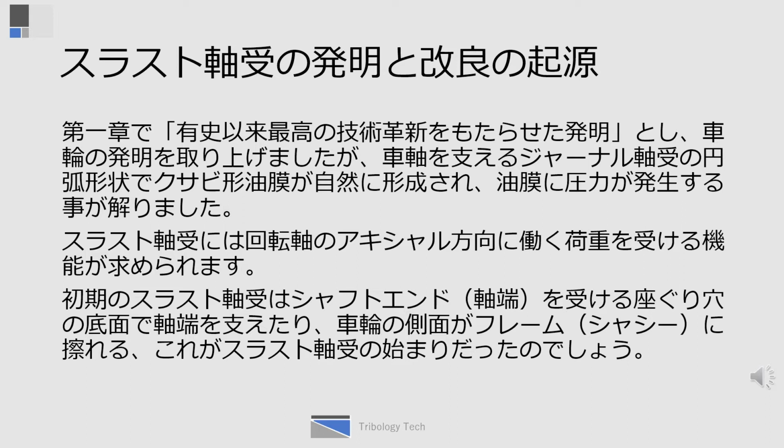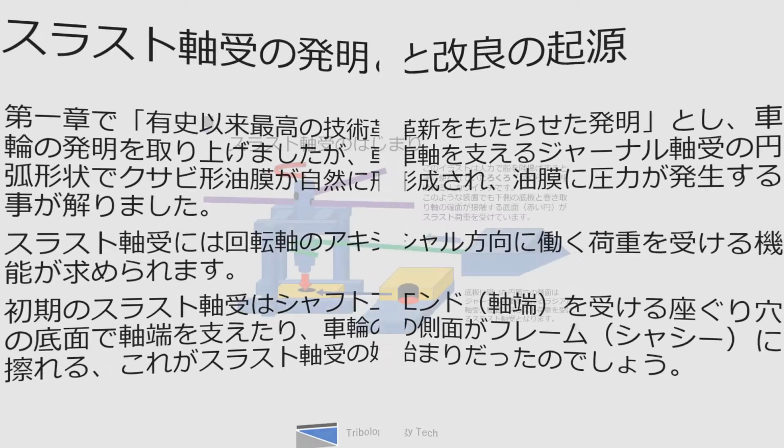Thrust bearings must be equipped to carry a load that acts in the axial direction of the axis of rotation. Thrust bearings supported the shaft end on the bottom of the hole that holds the shaft end, and/or the side disc of the wheel rubbed against the frame chassis, which may have been the beginning of the thrust bearing.